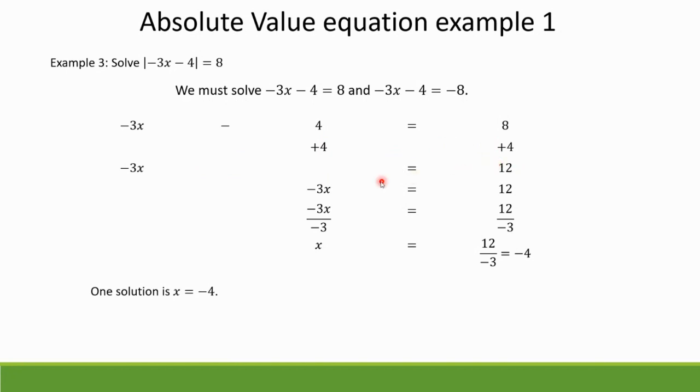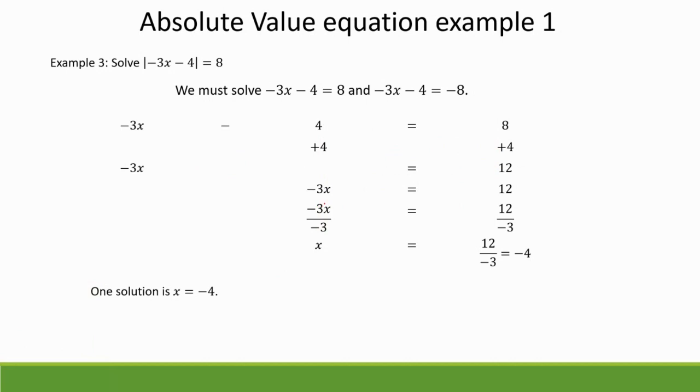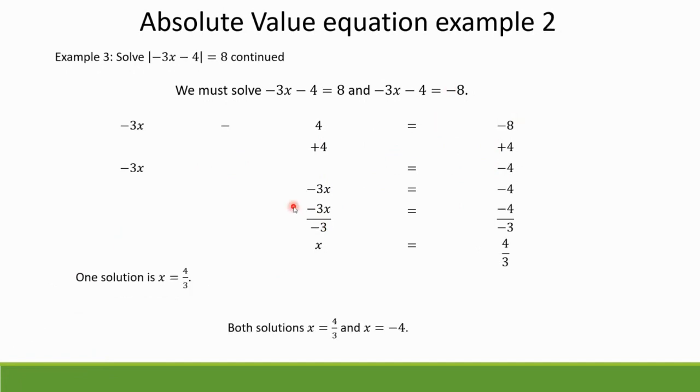Okay, so minus 3x is 12. So what do we do next? We divide both sides by minus 3. On the left, the minus 3's cancel. We get x equals 12 over negative 3, which of course is negative 4. Now, we're not done, of course. That's only one solution. What about the second one?